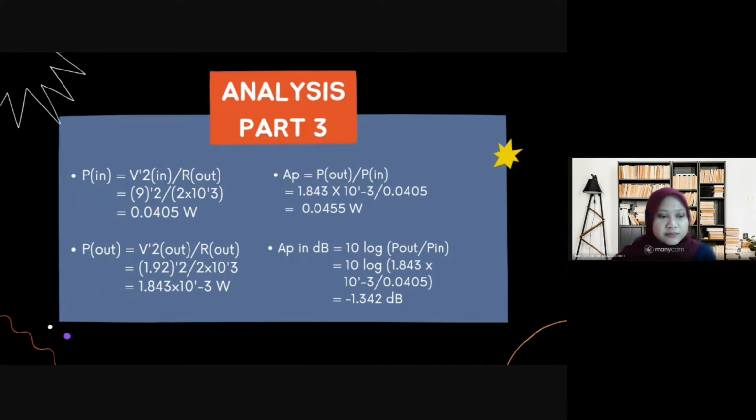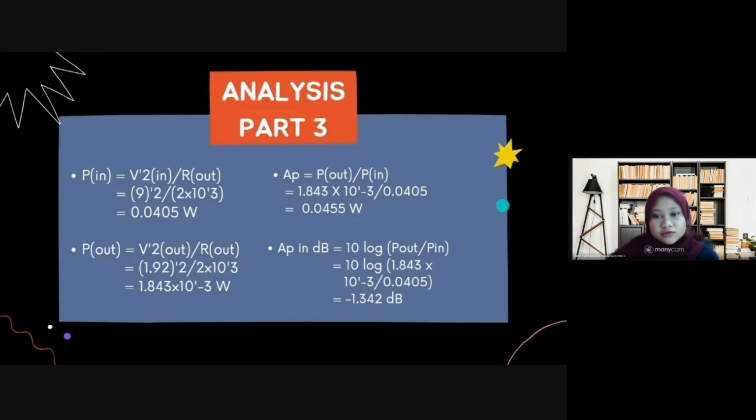In this part, the power gain of the CE amplifier is based on the values in Table 1 that we collected, and we need to calculate the input and output powers and the power gain of the amplifier. The first one is input power: we got 0.0405 watt. For output power we got 1.843 times 10 to the power of negative 3 watt. For the power gain we get 0.0455 watt, and the last one is power gain also, but this is in decibel. So we got minus 1.342 decibel.